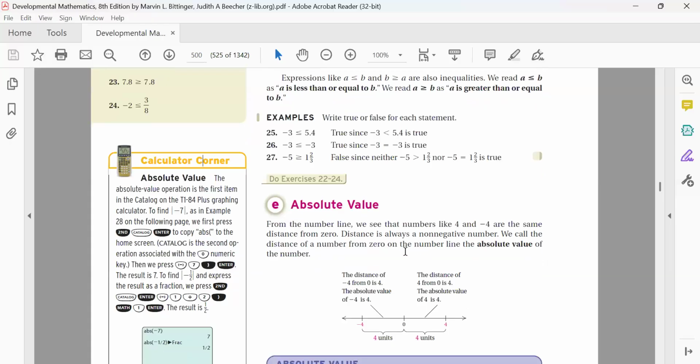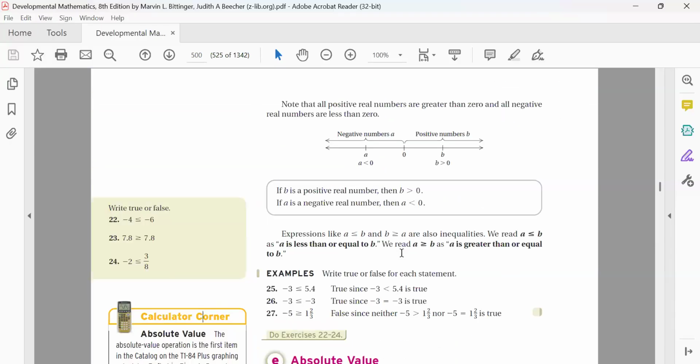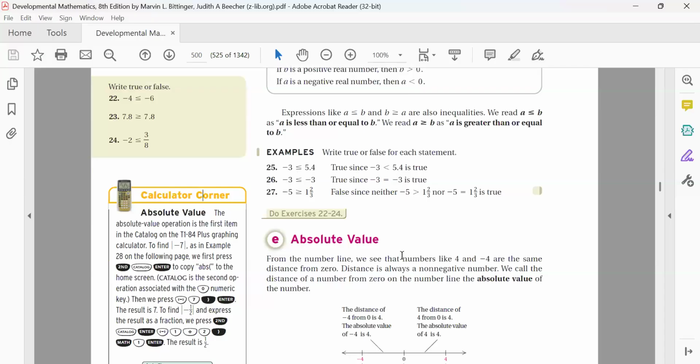For example, guys, these examples 25, 26, 27 on this page, which is page 500, show that -3 is smaller than 5.4. True. When -3 is smaller than -5.3, it is true. And it is true when -3 is equal to -3. Yes, that's right, that's also true.